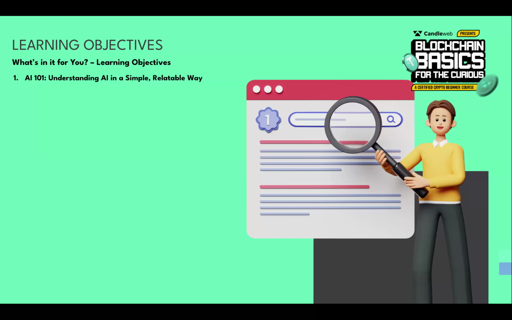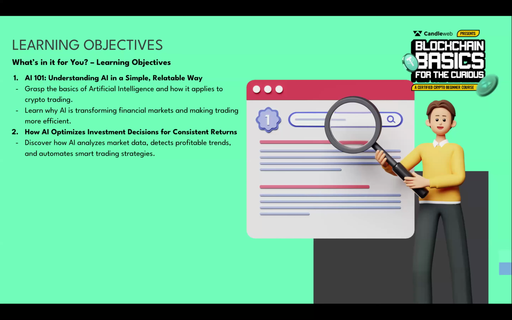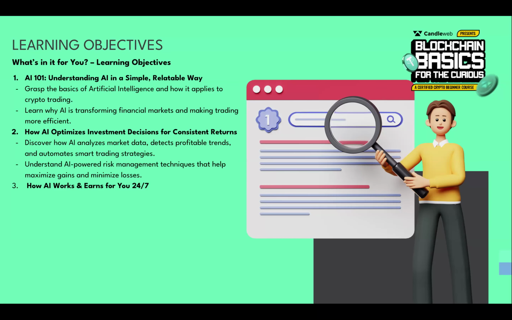So we're going to talk about AI 101, understanding AI in a simple, relatable way. We're going to cover grasping AI basics and how they are applied to crypto, learning why AI is transforming financial markets and making our trading decisions more efficient. We'll also discuss optimizing AI for investment and consistency, and learn how AI works for us 24 hours a day, 7 days a week.